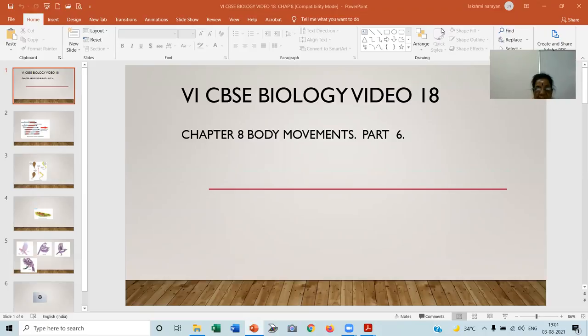I hope you remember. At this stage, you should recollect two terms. One is ligament, another one is tendon. What are the differences? Tendons are bundles of muscle fibers attached to the bone. Muscle to bone, it is tendon. Bone to bone, it is ligament. They are supporting connective tissue. I hope you understand.